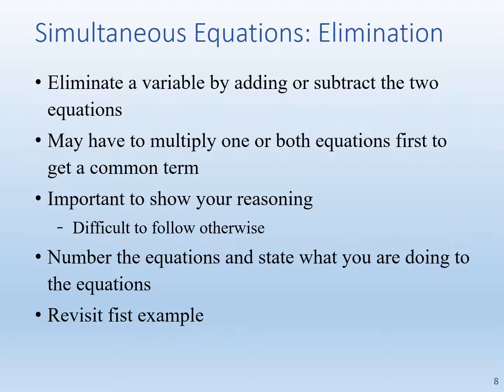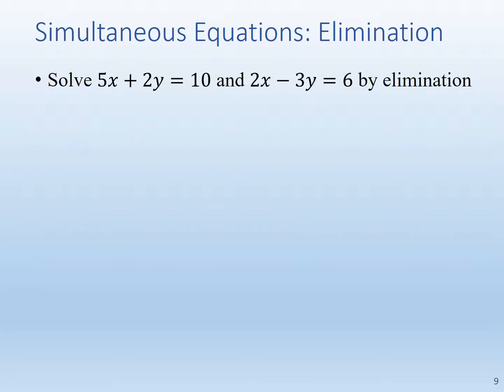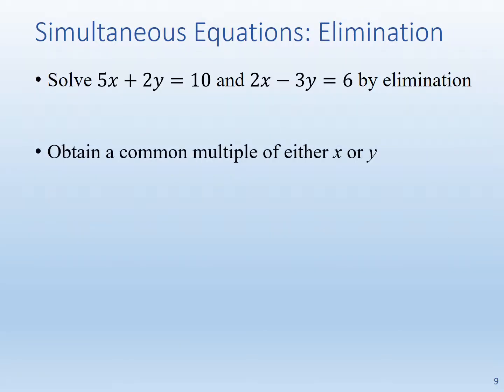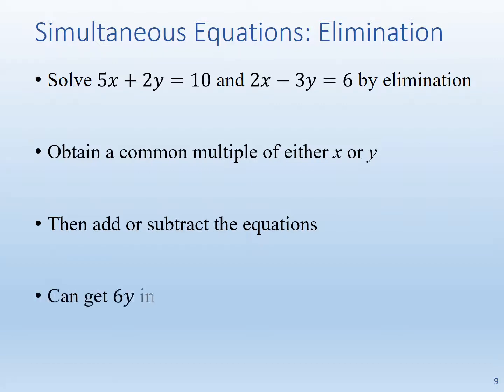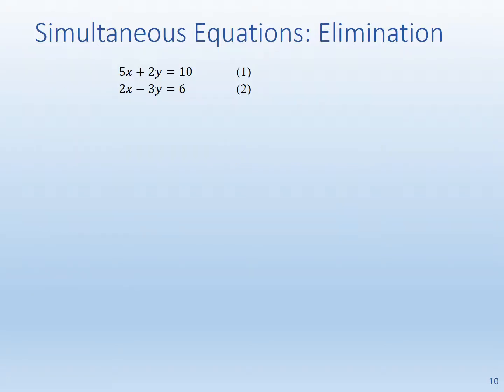Let's revisit that first example. The two equations are given here. We need to get a common multiple of either x or y, and then add or subtract the equations to eliminate one of those variables. In this case, we're going to get a common multiple of 6y. So to get 6y, we need to multiply that first equation, which we've labelled as 1, by 3. We'll write that down as 3 times equation 1, so we'll get 15x plus 6y equals 30.